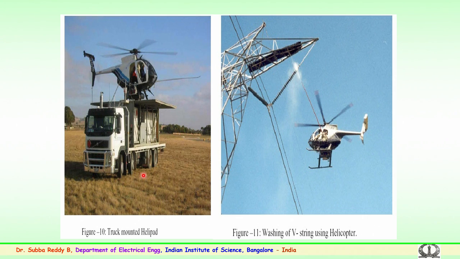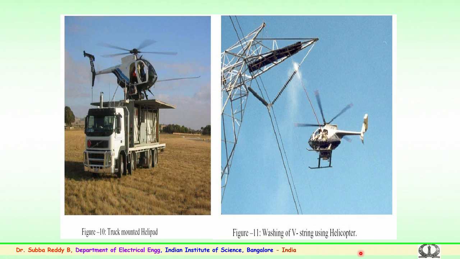In such cases helicopter mounted nozzle sets are being employed, and with the help of helicopter mounted water jets, cleaning of insulators is being done. Even though there is higher economy involved in these aspects, the cleaning or the washing of insulators is very important in areas in the forest where a normal truck will not be able to go. So, in such cases helicopter mounted nozzles are being used in high altitude and some forest areas.